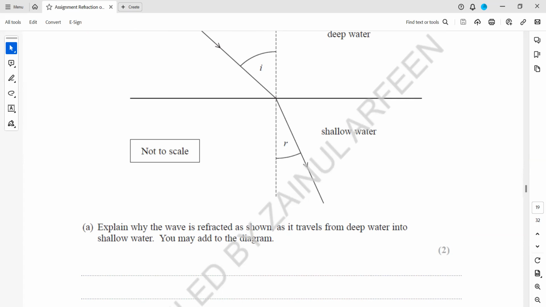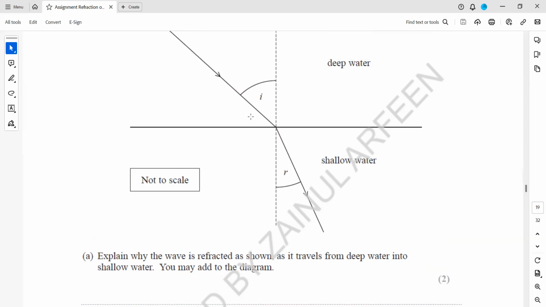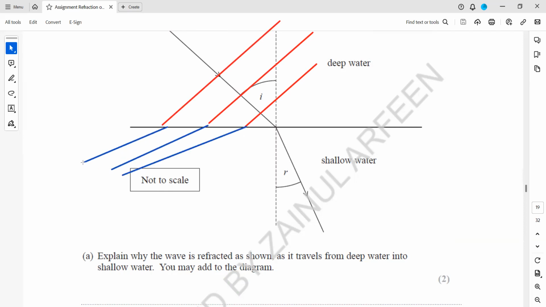So what will happen? In refraction, the speed changes. What happens when it travels from deep to shallow? The speed decreases. When the speed decreases, the part of the wavefront which meets the boundary will slow down. We can add this to the diagram. If you draw the wavefronts, the part of the wavefronts in the deep water moves faster, but the part of the wavefronts in the shallow water moves slower. So they will lag behind, and as they lag behind, the wave will bend towards the normal.